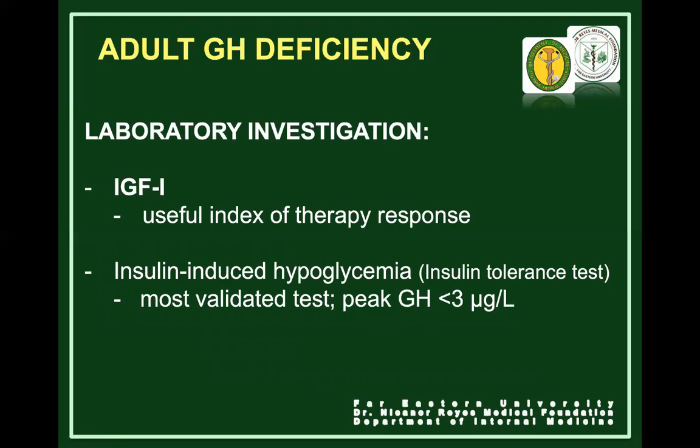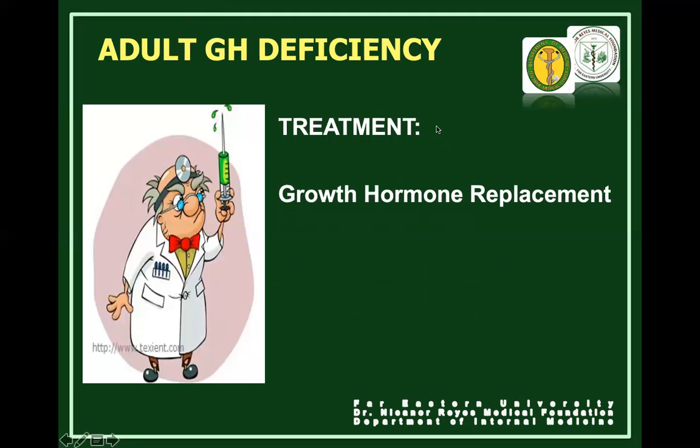So once you've documented that there is adult growth hormone deficiency, the next step is to treat, and you treat them with growth hormone replacement. This is usually injectable.